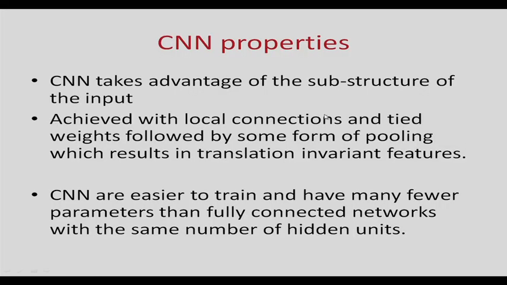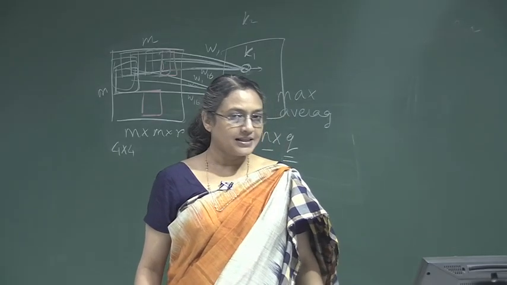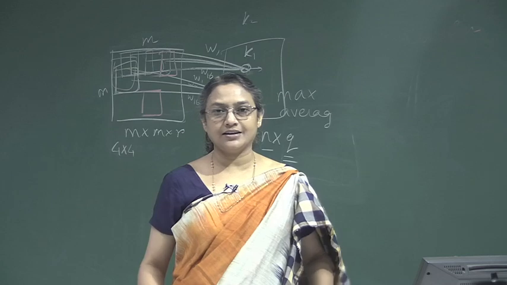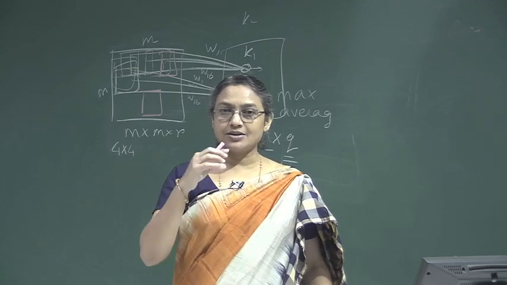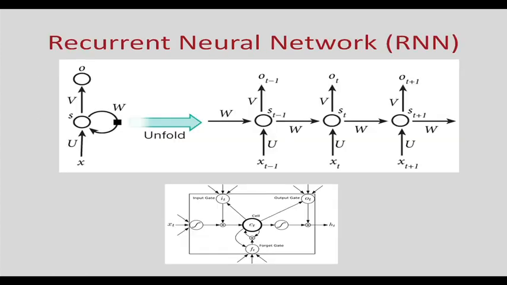So, this results in translation invariant features. Convolutional neural networks are easier to train and they have many fewer parameters than the corresponding fully connected network, because the weights are shared. So, this makes convolutional neural networks easier to learn.